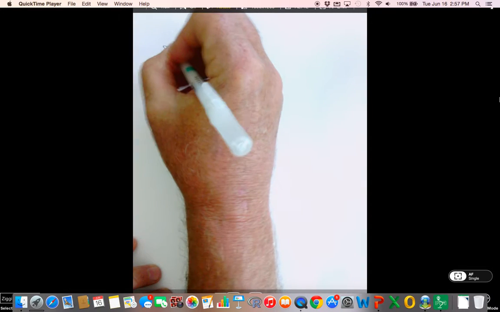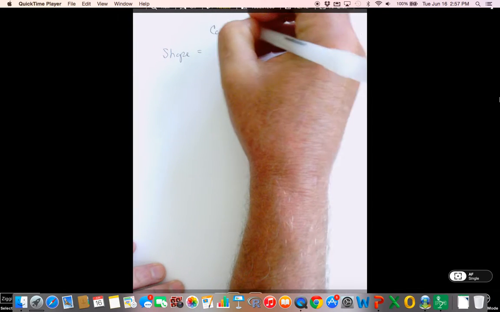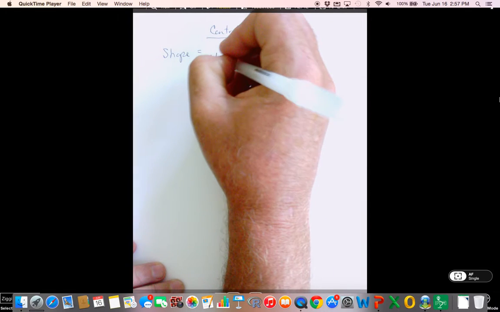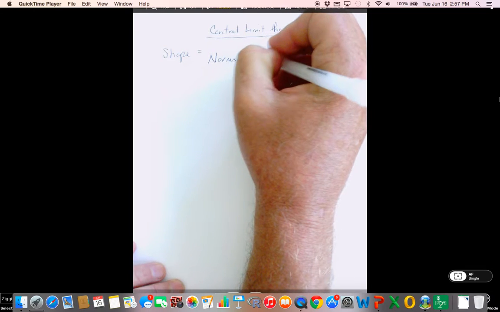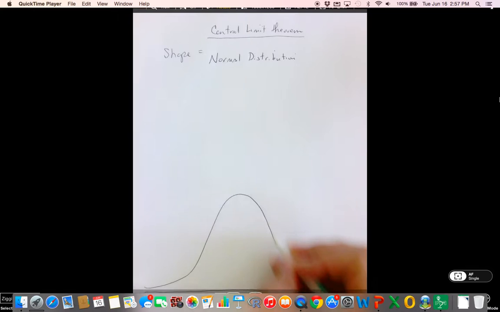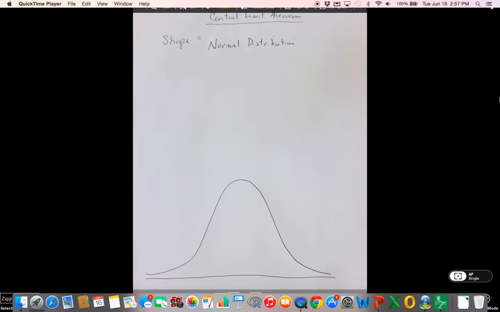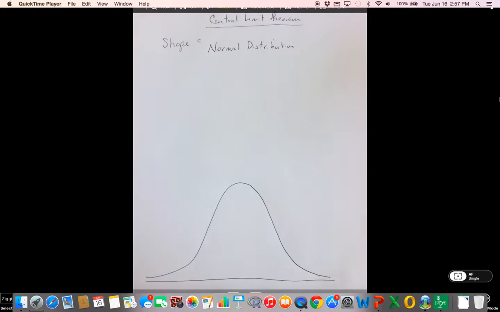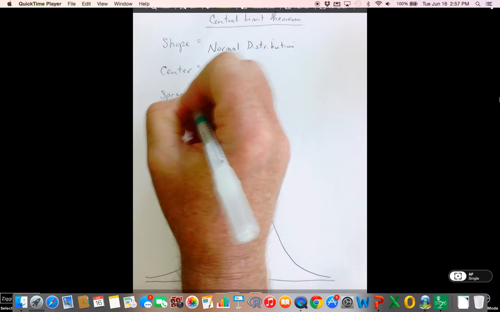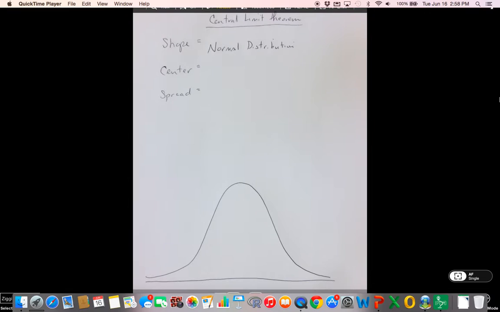Well, it turns out that the shape, and I will tell you this comes from the central limit theorem. The central limit theorem tells us that the shape is a normal distribution. Well, that's cool. We know a lot about those things because we just studied them. They look like this, don't they? And we know that these two things are defined by their center and their spread.